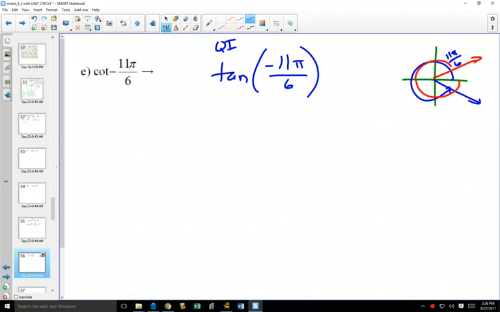Because there's a negative sign. Yeah, negative sign's always clockwise. So a standard angle, if it's negative, means that it goes clockwise. Standard angle, if it's positive, goes counterclockwise.